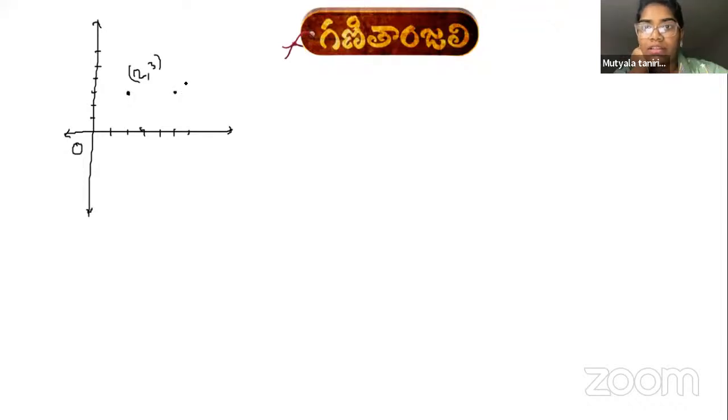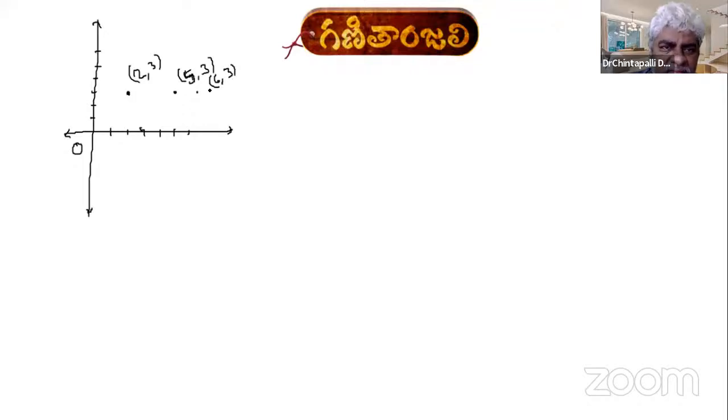4 and 3. Same. No, 4. So, it's 5. Sorry, it's 5, 5 and 3, right? Coordinates of this point, 6 and 3. We can understand one thing.